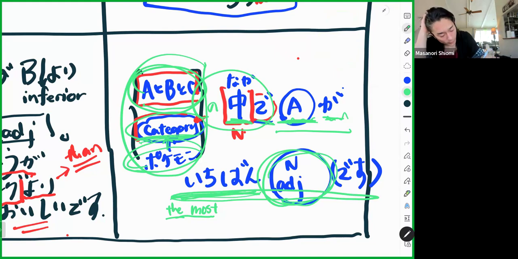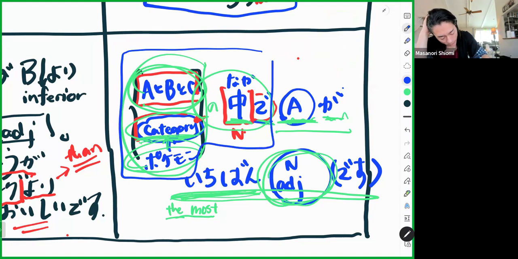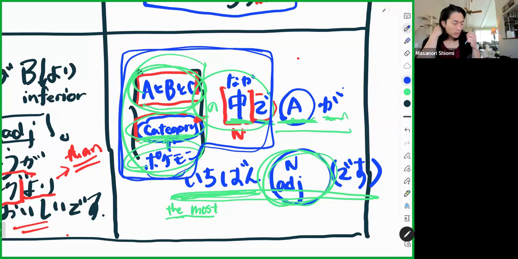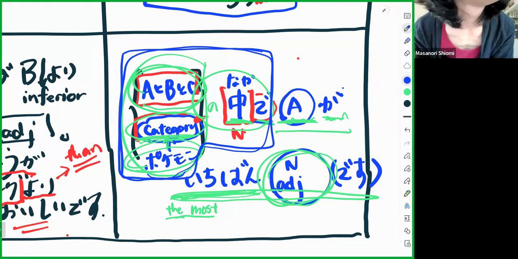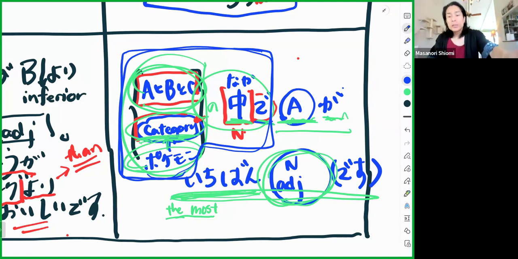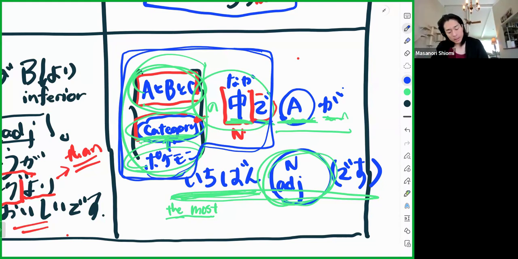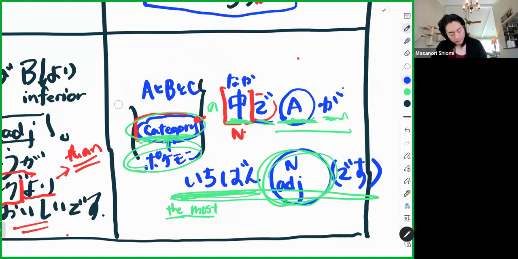Of course, we don't need to always have this, right? It's optional. Only when you want to specify what you're comparing among. For example, you can just say, Pikachu が一番可愛いです. Pikachu is the cutest. That's totally fine too. Again, this is only if you want to specify what you're comparing among. Okay? はい.